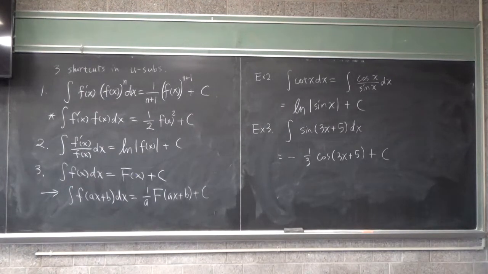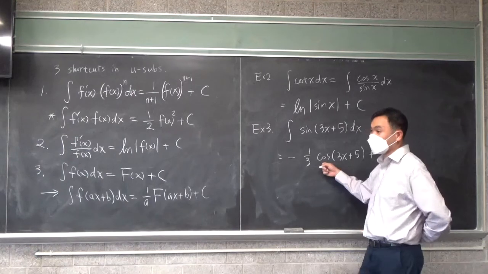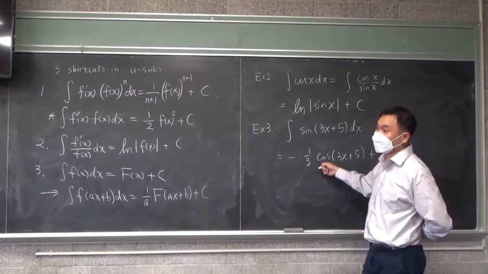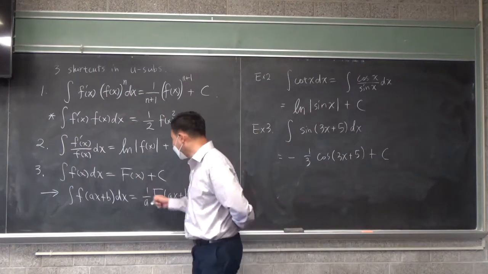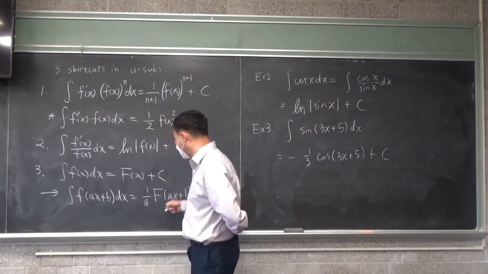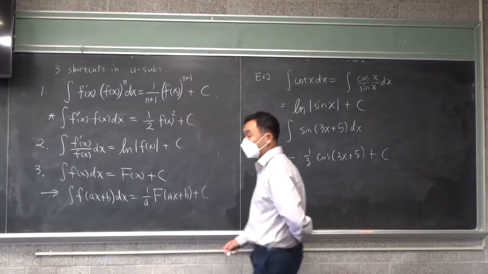Yes? I have a question. I forgot what big F of x represents. Big F of x is negative cosine here. It's the antiderivative. So it's the same antiderivative, same thing inside, but you need a 1 over a in front. That's what it means. Oh, okay.